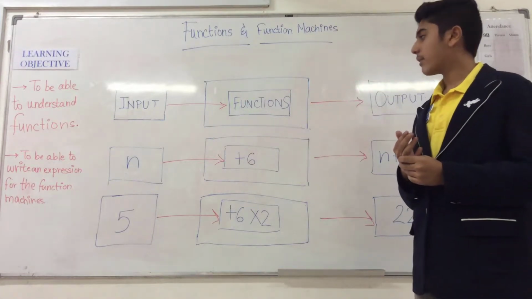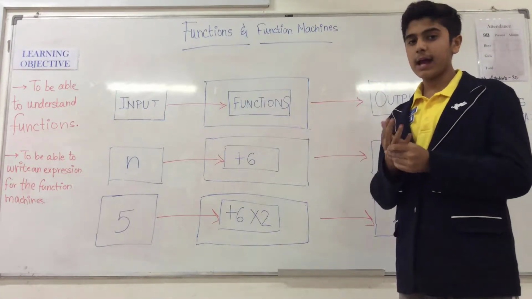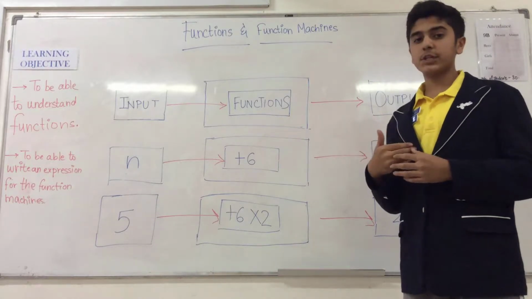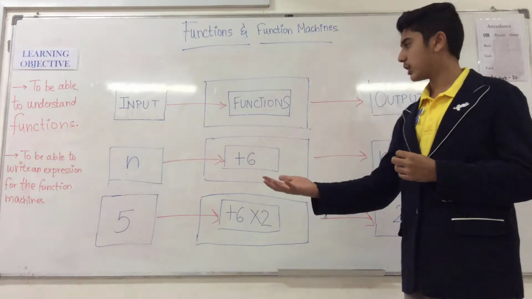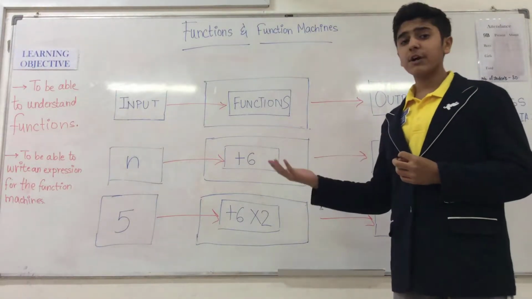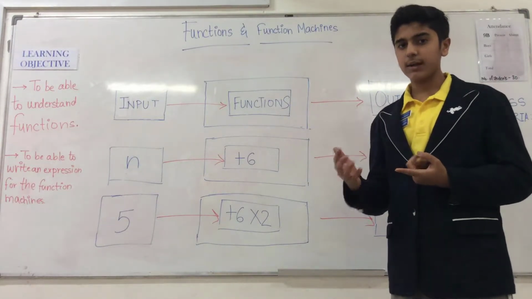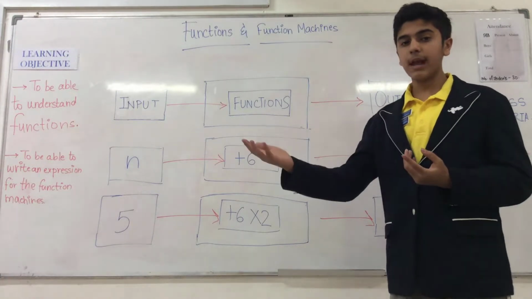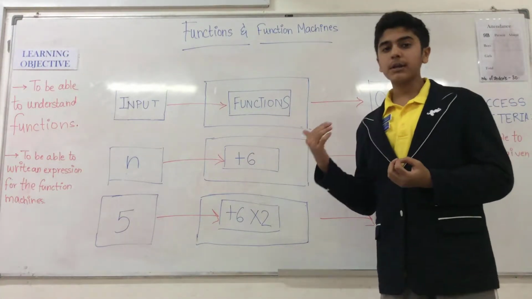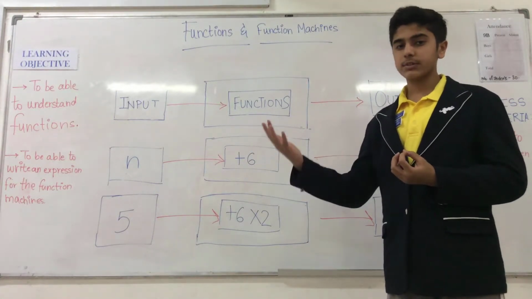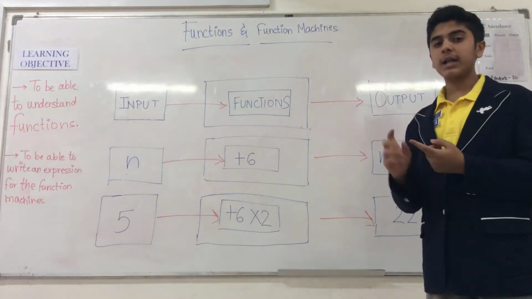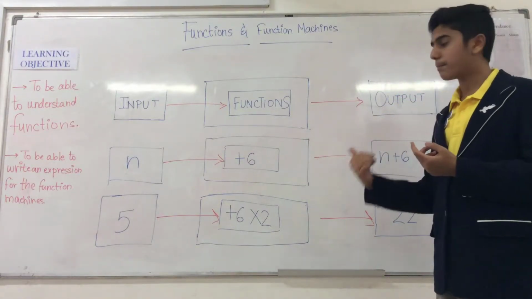Let's take an example. We have the variable n as the input, which is what we are putting into the function machine, and our function is plus 6. So the operation over here is addition. We are adding 6 to the variable n. The output is a result of the entire process. So in this case, we have n plus 6 as our output.